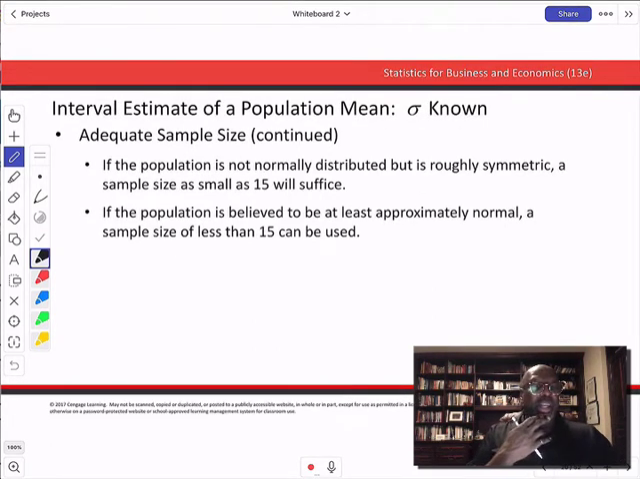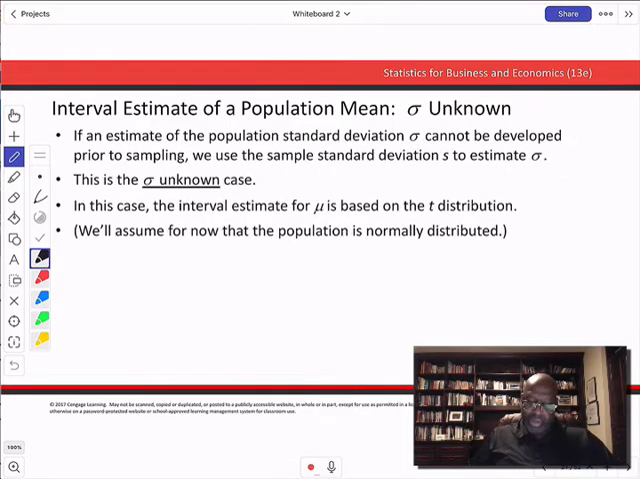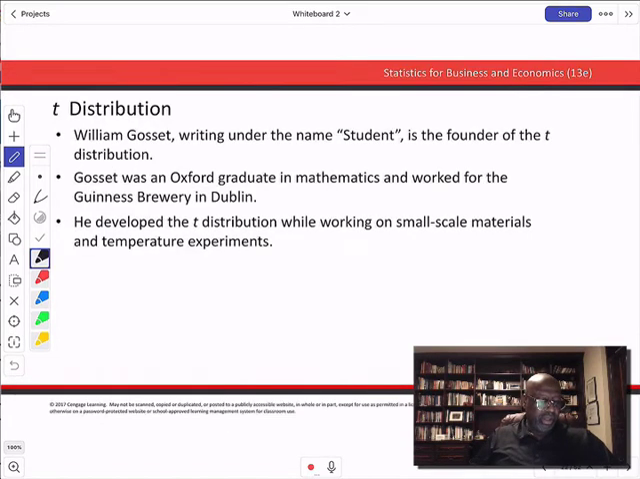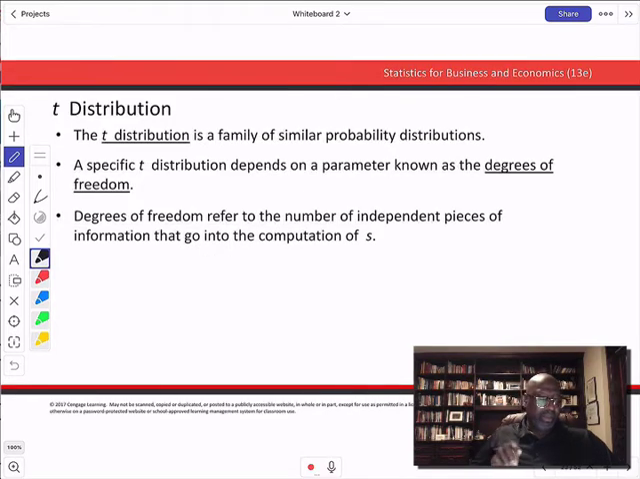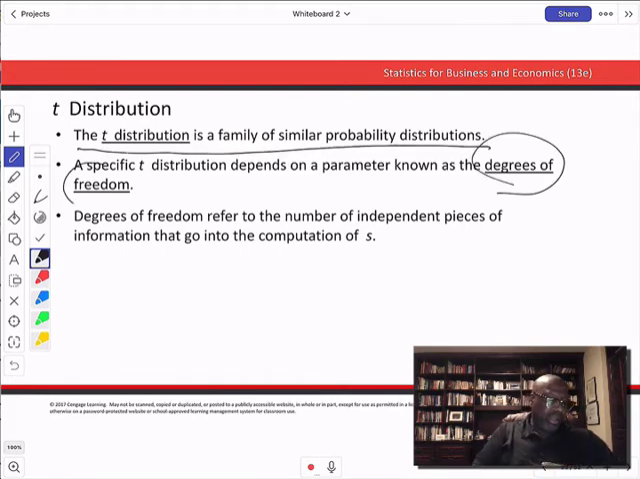So in the case that sigma is not known, what do we do? We now have to consider the t distribution. And as I've already mentioned, the t distribution is really a family of distributions, right? And we see here a family of distributions, but each one of them is associated with a degrees of freedom. And the degrees of freedom basically is a function of the sample size.